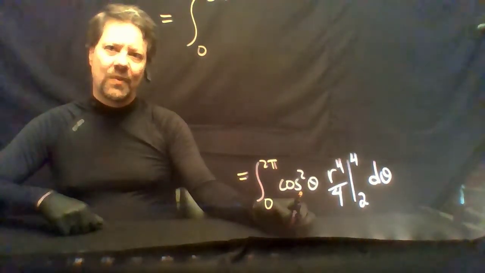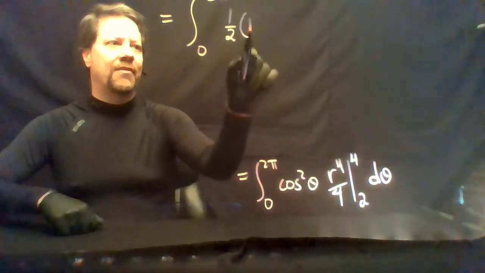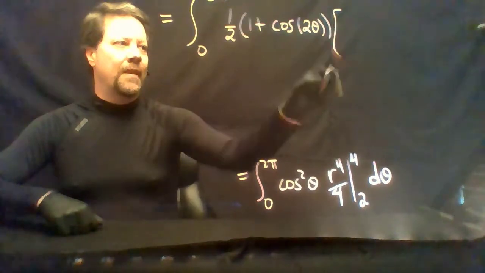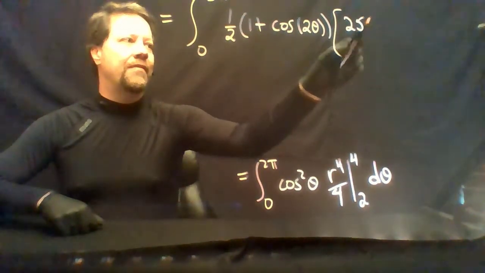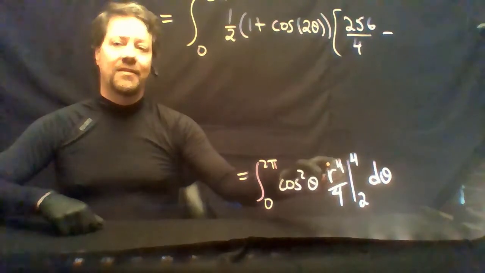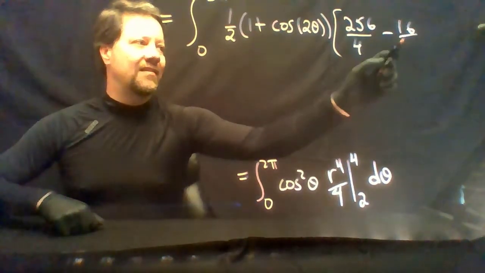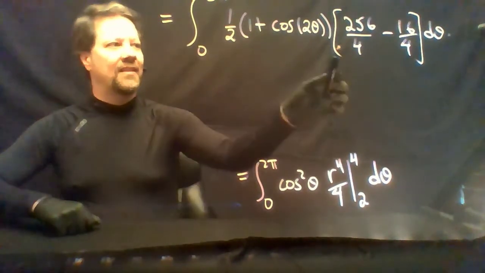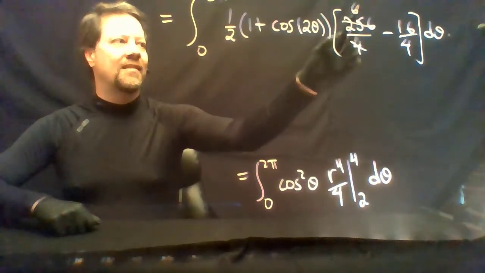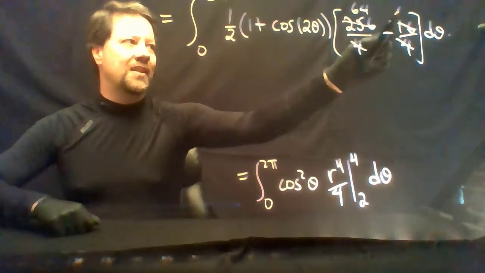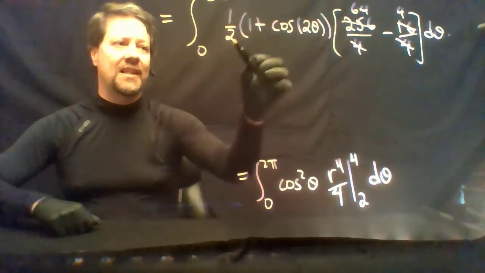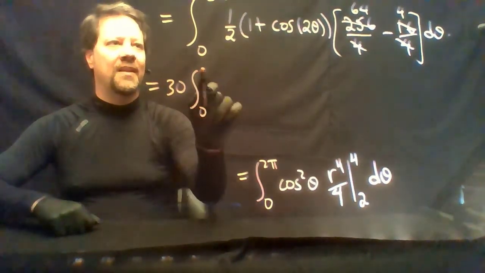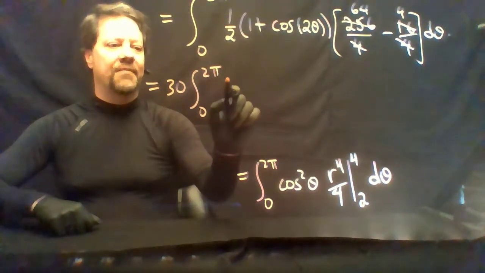To integrate cosine squared, we need the half angle identity, 1/2 times (1 plus cosine 2 theta). And what's left over, we'll have 256 fourths. 2 to the power 4 is 16. Four goes into 256 64 times, and 4 goes into 16 4 times, so we end up with 60 divided by 3 is 30. Now, before integrating what's left, I want you to think about it.